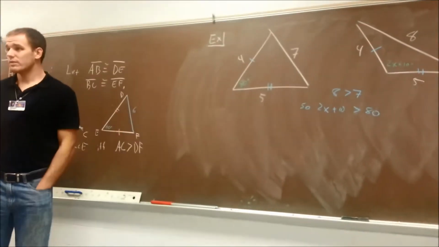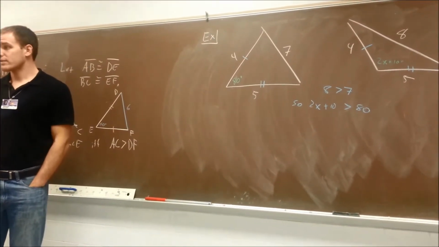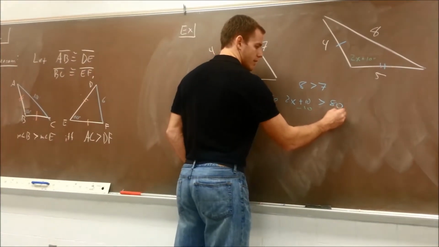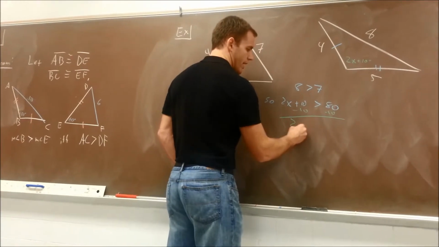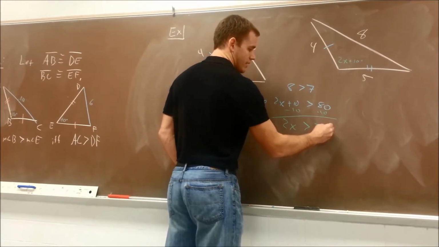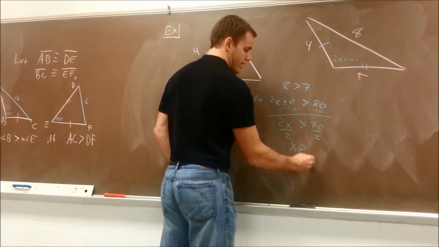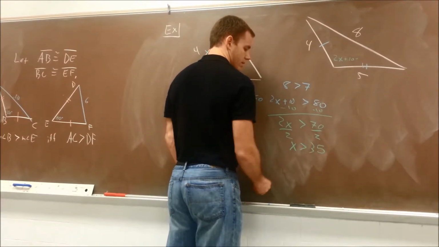And now what do we have to do? We just got to solve for x. I subtract 10 from both sides. 2x is bigger than 70. Divide by 2. X is bigger than 35.